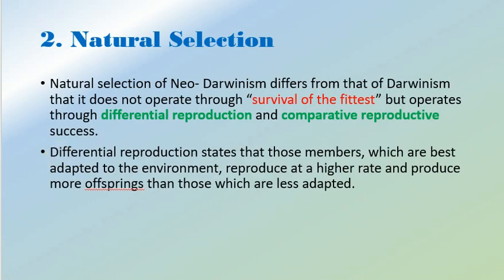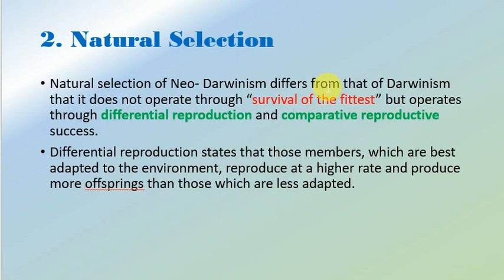Now we will go through the second postulate, and the second postulate of this theory is natural selection. As we know, what is natural selection? The selection which is done by nature. But in Darwinism we have studied that natural selection was on the basis of the fit organism. Those which are fit can be selected by nature, and those which are not fit are not selected, and that theory was considered as the survival of the fittest, which was proposed by Darwin.